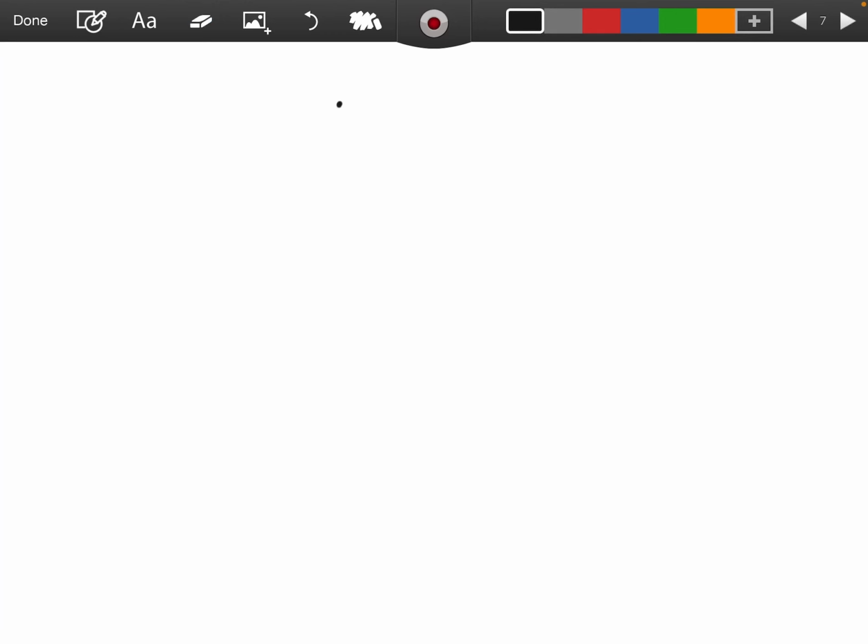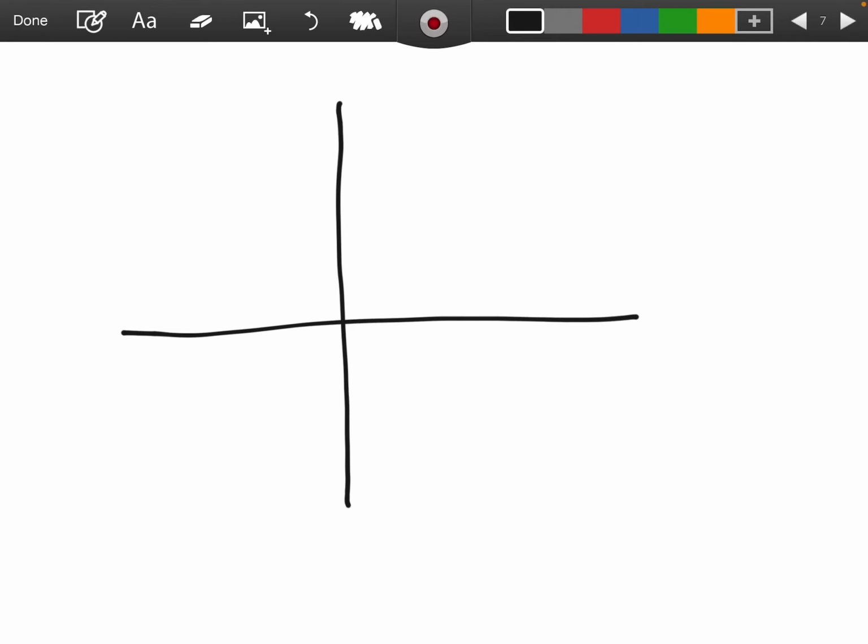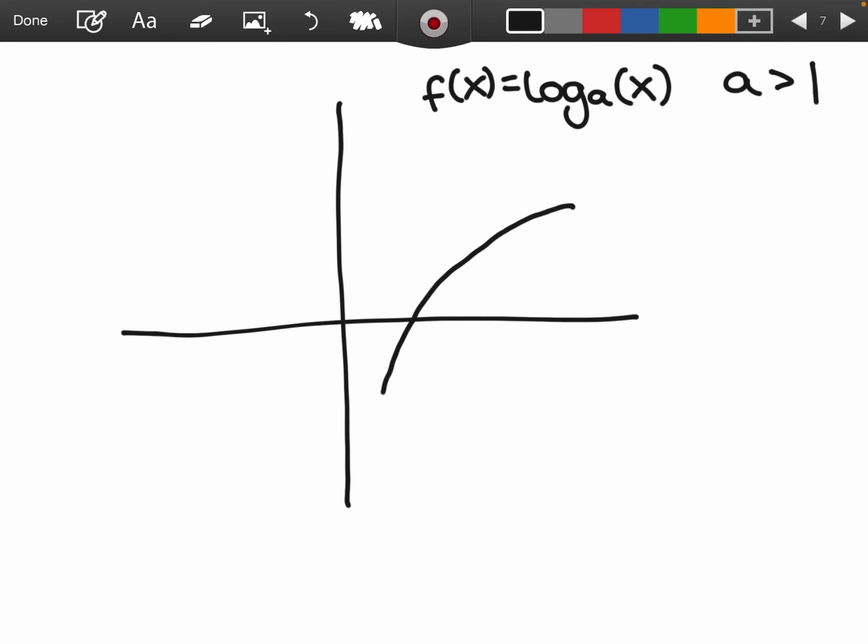Like I said before, there are two basic graphs for a log function. We've already looked at one of them, which I said was when your base a is greater than 1. So let's say you've got log base a of x. This is what our function is going to look like, and this is where a is greater than 1. We said that the graph would look something like this.